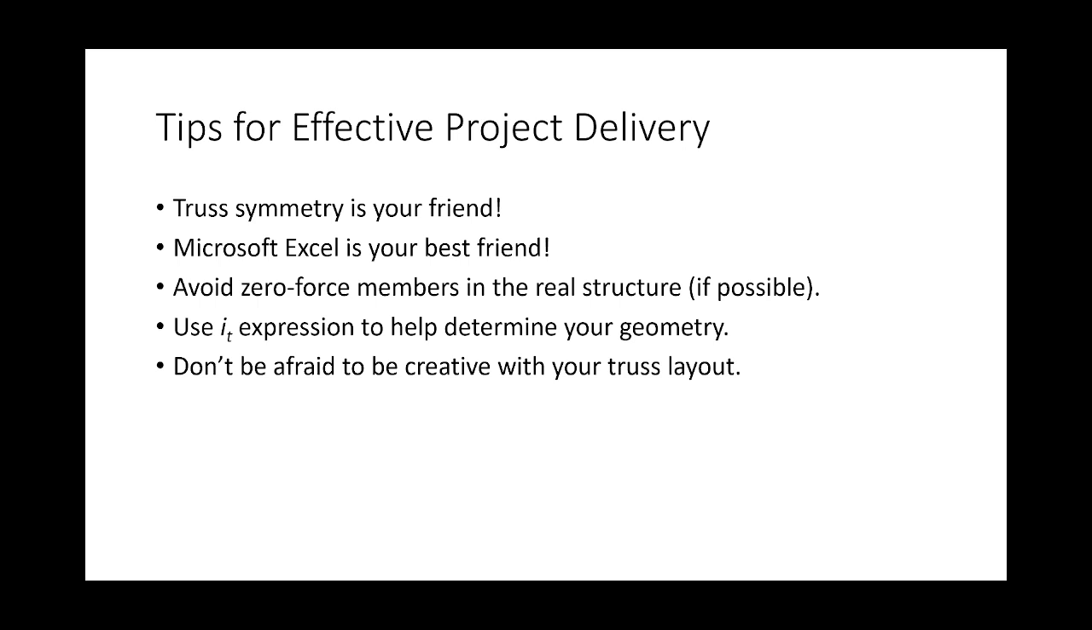Avoid zero force members in the real structure if possible, because all that's going to do is add cost. I do want you to try and optimize your design to get the lowest cost, which during submission 2, if you need to tweak a joint location here and there, that's fine. And I'm going to talk about the last point in a bit. Use the IT expression to help determine your geometry. So if you know your truss is going to have, let's say, 15 joints, you can determine how many members it should have. And you can do that to check to make sure the geometry makes sense.